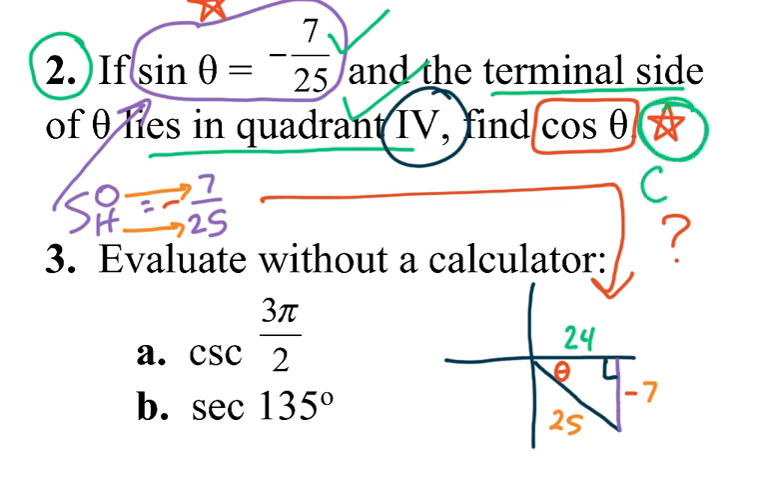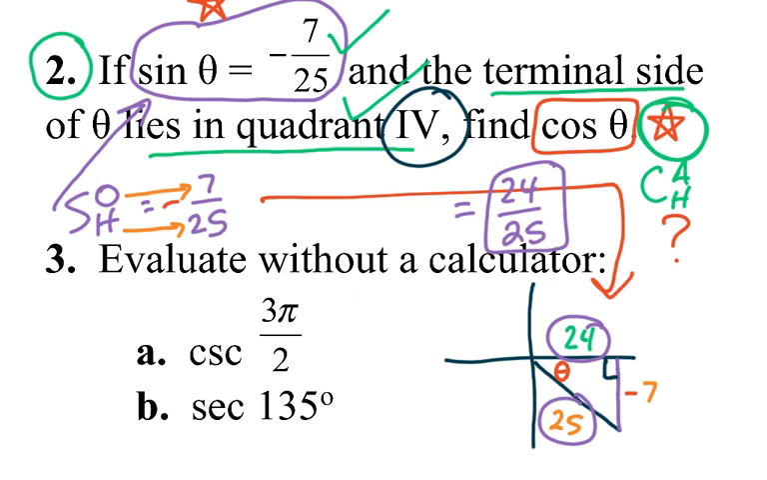Ready? Cosine is CAH, so I need the adjacent over hypotenuse. And in our triangle, we have adjacent, we have hypotenuse. The answer here, folks, is 24 over 25, and you're done. It's a fun problem. Again, try to graph the triangle in the right quadrant. Use the little puzzle pieces to figure out the sides and use Pythagorean to help if you need to. And then try to figure out what trig they're looking for.